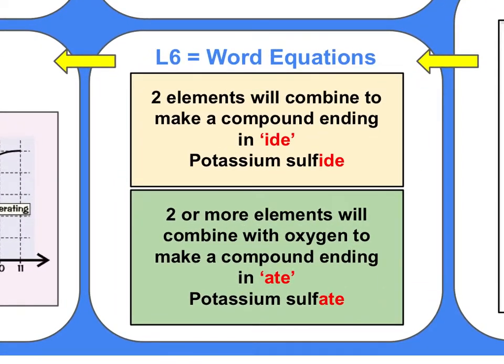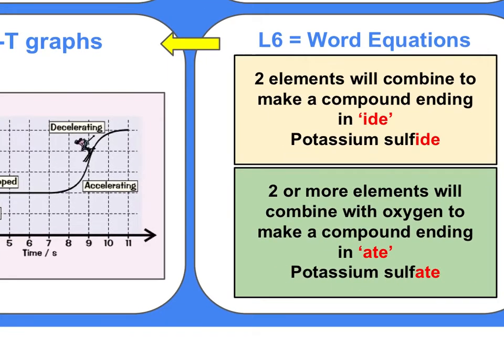Lesson 6 was on word equations. The big thing here is to know the difference between when we use 2 elements and 3 elements. If it's just 2 elements forming to make a compound, we just say it's ides. So anything that it reacts with, so potassium and sulfur, is going to give us potassium sulfide. Whereas if it was potassium, sulfur and oxygen, it would become potassium sulfate. So anything with oxygen in and 2 or more elements with oxygen becomes an ate at the end.